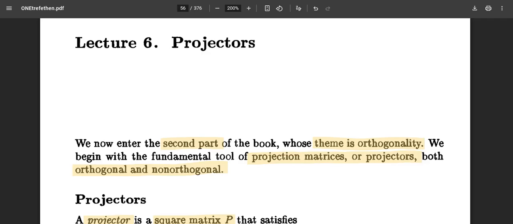What is meant by orthogonality? What is meant by orthogonal matrices? Later we will be introduced to these one by one, which is a very important concept of numerical linear algebra. Another fundamental concept related to orthogonality is projection matrices, or projectors, which can be orthogonal and non-orthogonal.